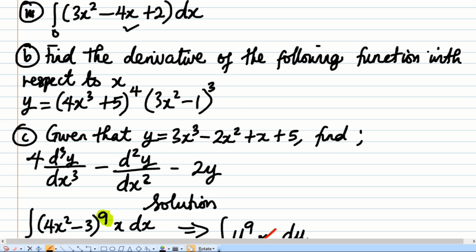Now look at the C part. We have said that given that y is equal to that function there, we're asked to find 4 times the third derivative minus the second derivative of y minus 2y. I've done something similar to this in the previous questions as well. I think in question number 2a, you find the third derivative and the second derivative, and then you already have y because y is given. The whole value here is y.